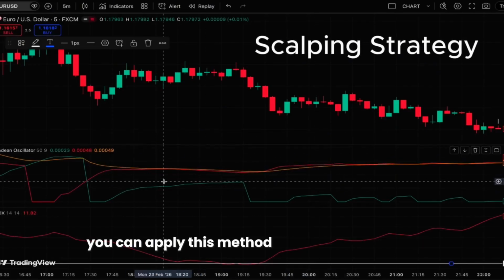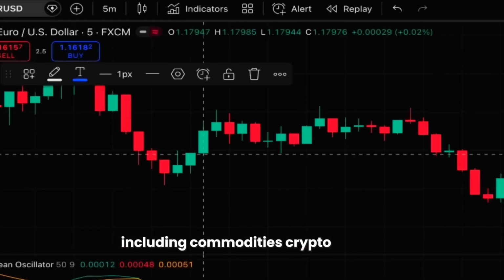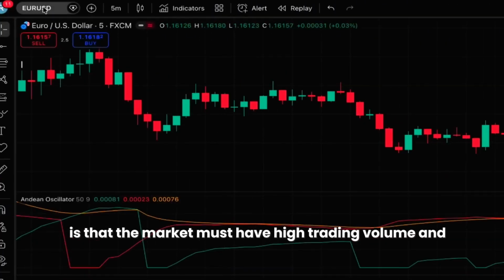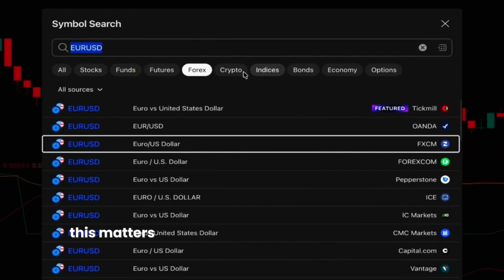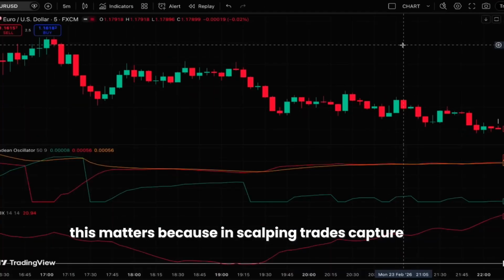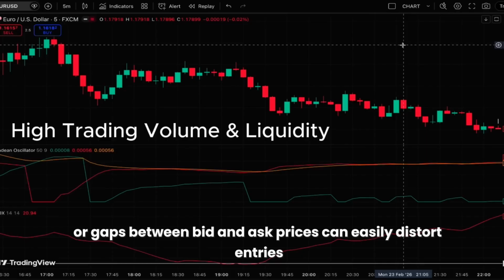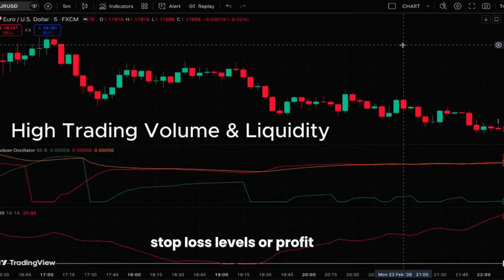You can apply this method to any market or asset, including commodities, crypto, or stocks. The only essential condition is that the market must have high trading volume and liquidity. This matters because in scalping, trades capture small price movements, so wide spreads or gaps between bid and ask prices can easily distort entries, stop-loss levels, or profit targets.